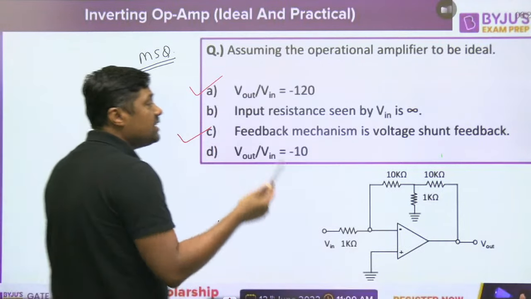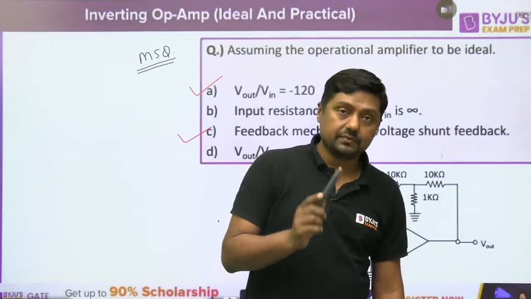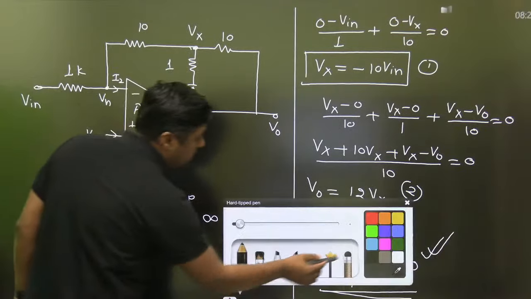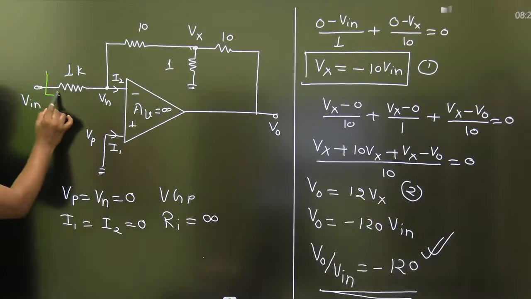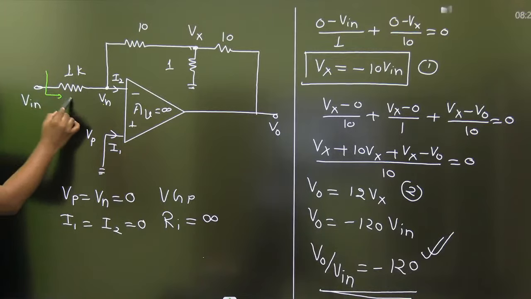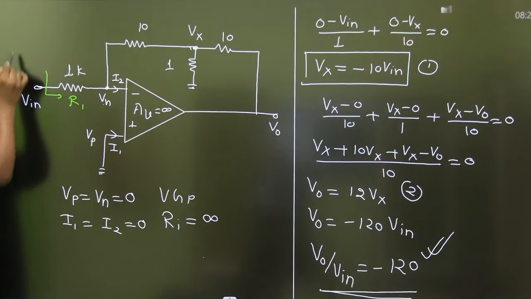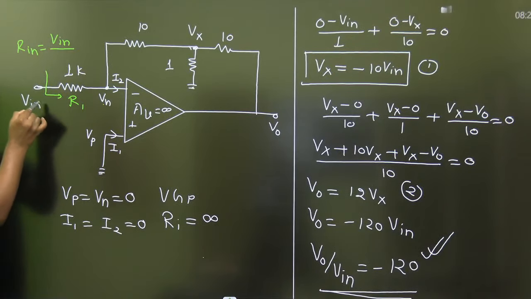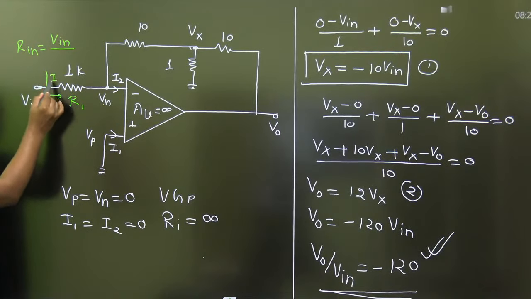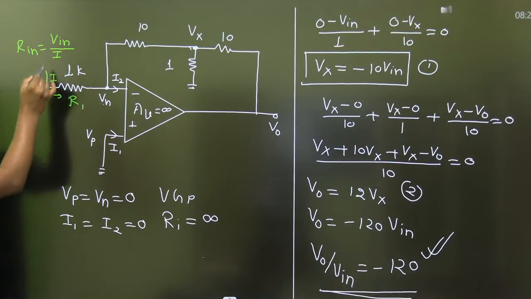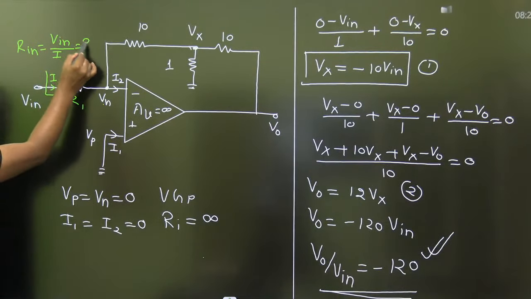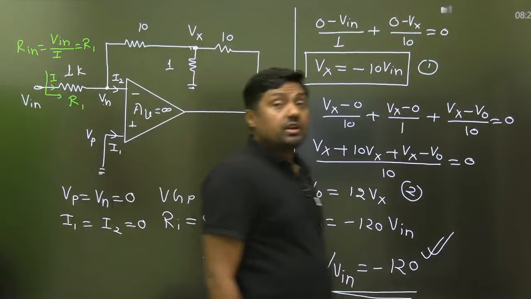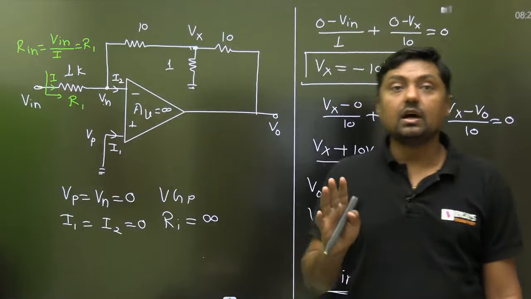Input resistance seen by Vin is infinite. Now, always remember what is the input resistance seen by Vin. Already I have mentioned, this is 0. This is Vin. This is R1. So the input resistance seen by Vin is Vin divided by the current given by it, this is I. Vin by I is nothing but R1. So the input resistance is 1 kilo ohm. But what is given here? Infinite. And that's why that answer is wrong.